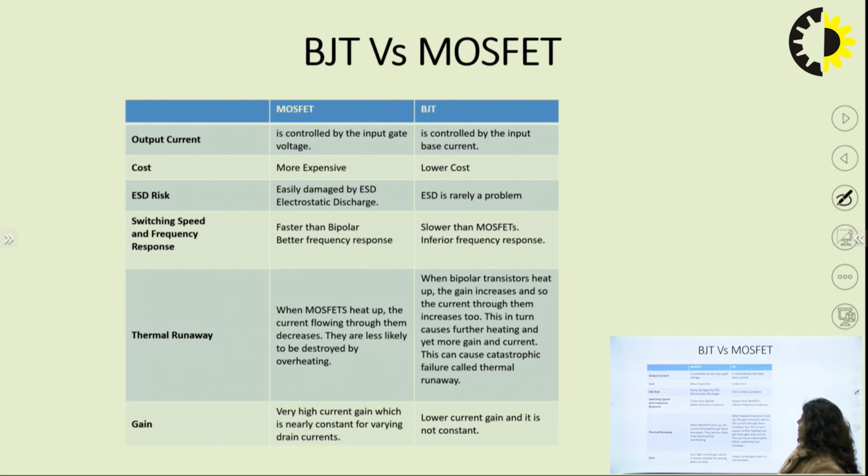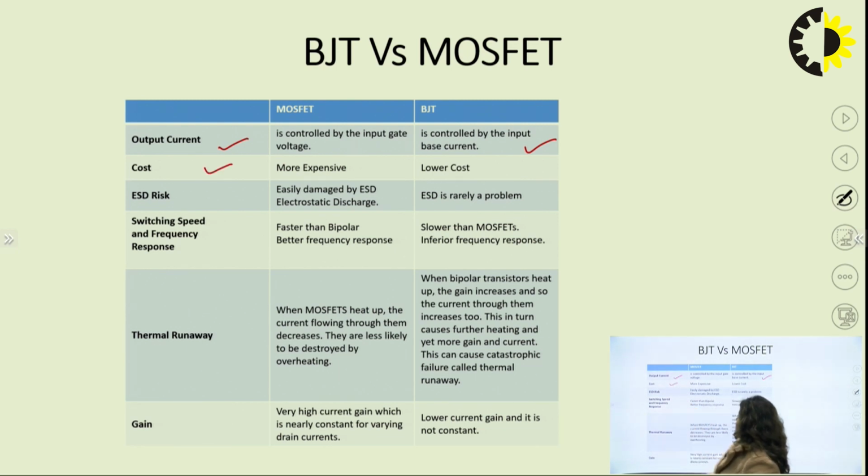If we compare both BJT and MOSFET, there are some parameters on the basis of which we are comparing these two different devices. The first parameter is the output current. In the case of the MOSFET, it is controlled by the input gate voltage. Whenever we apply the input gate voltage, that is the VGS between the gate and the source, only then there will be a rise in the drain current. The BJT, bipolar junction transistor, is controlled by the input base current. Whenever we apply the base current, only then there will be a change in the collector current.